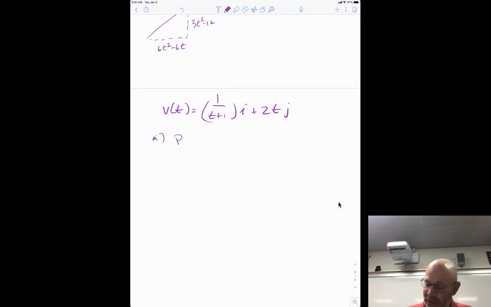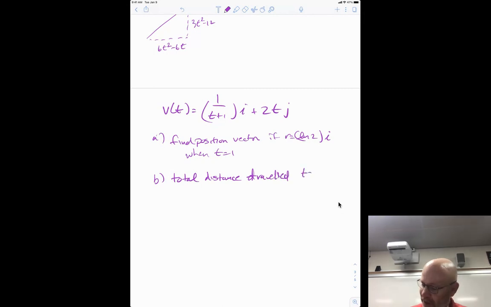First question is find the position at t equals 1 if, nope, sorry, that was not the question. Let me try that again. Find the position vector, if r equals the natural log of 2 i when t equals 1. And the second part is total distance traveled, which we might remember from chapter 8, I think. Total distance traveled, t equals 0 to t equals 2.